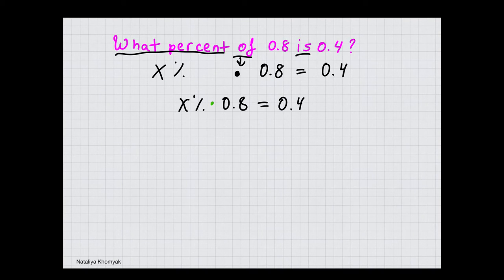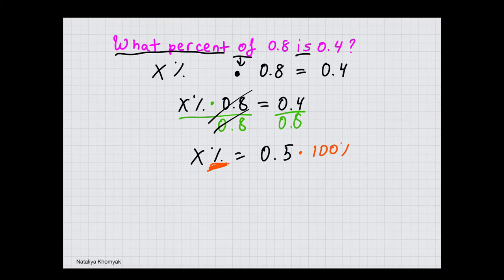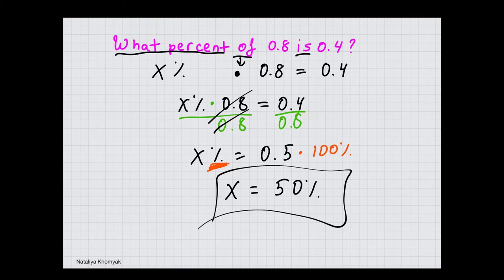X is being multiplied by 0.8. The opposite is to divide by 0.8. What you do to one side, you want to do the same thing to both sides. 0.8 and 0.8 will cancel, and we have x percent equals 0.5. I need to have the answer in terms of percent, so times 100%. So x equals 50%, and this is my solution.